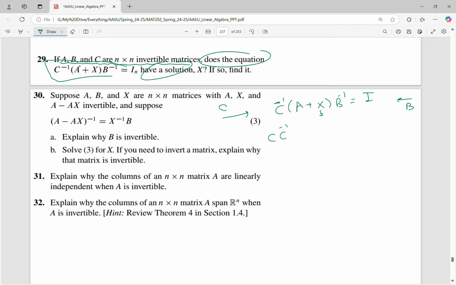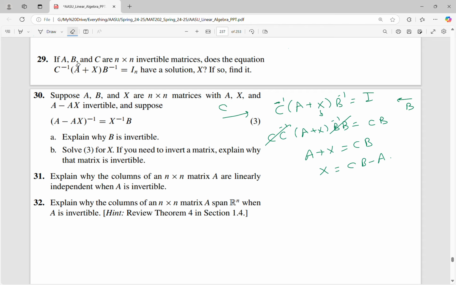the left side becomes the identity, the right side becomes like this. C with C inverse, they cancel, A plus X equals CB, so X is CB minus A. That's it. I think now the idea is clear. It's very simple.